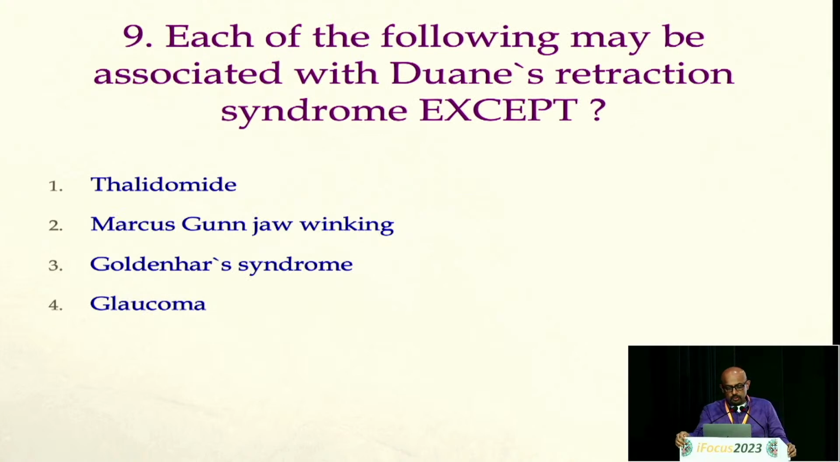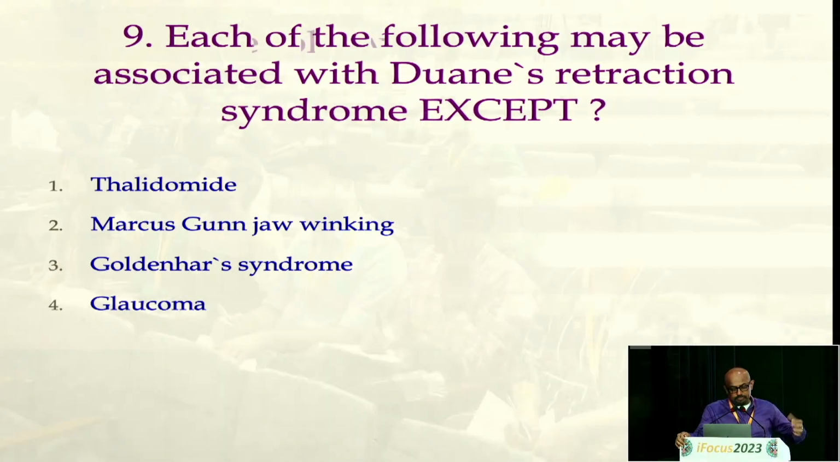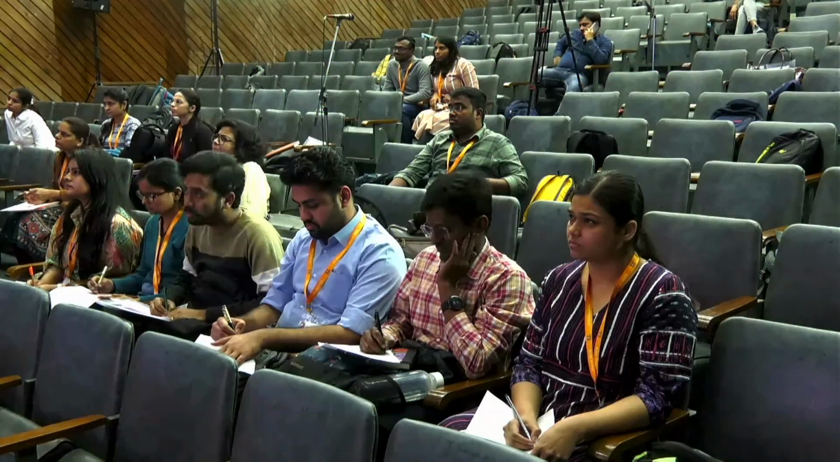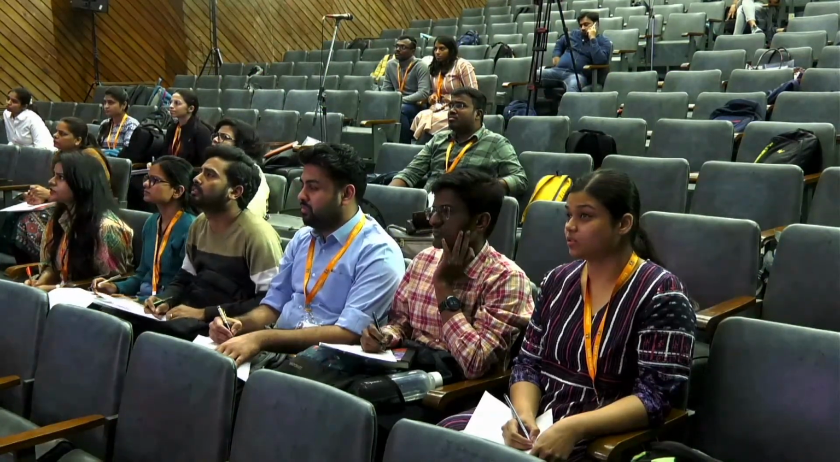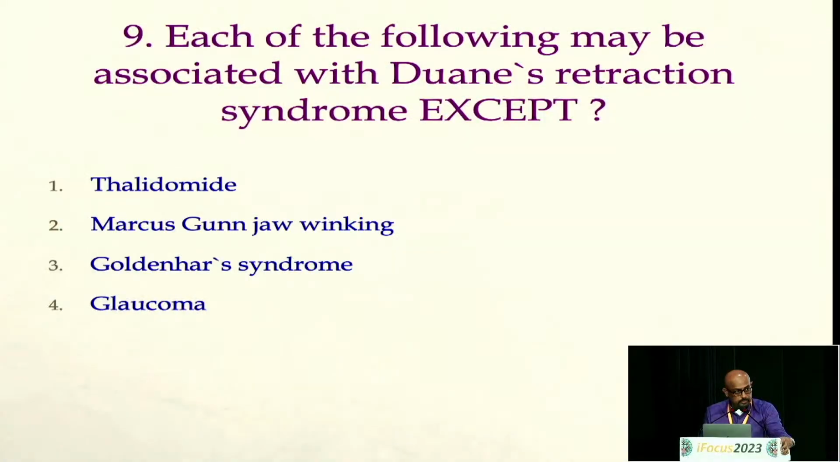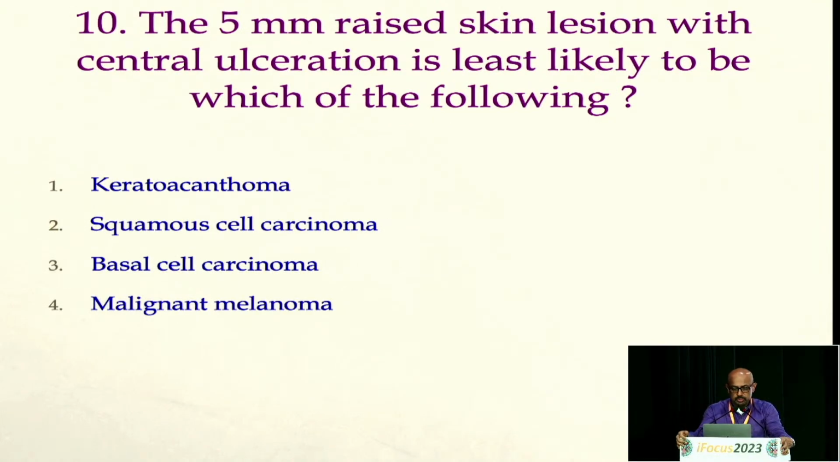9. Each of the following may be associated with Duane syndrome except thalidomide, Marcus Gunn jaw winking, Goldenhar's, glaucoma. Which is not an association of Duane syndrome? Thalidomide, Marcus Gunn, Goldenhar, glaucoma. Move to question number 10.